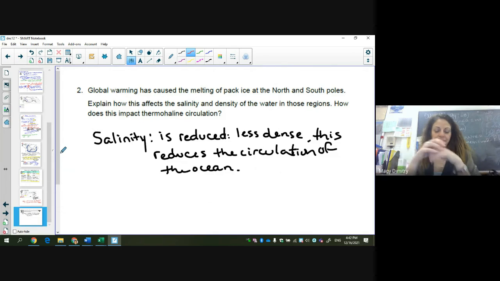Oh, hey. One last question about global warming. So global warming has caused the melting of pack ice at the North and South Poles. Explain how this affects the salinity and density of the salt water in those regions. How does this impact thermohaline circulation?